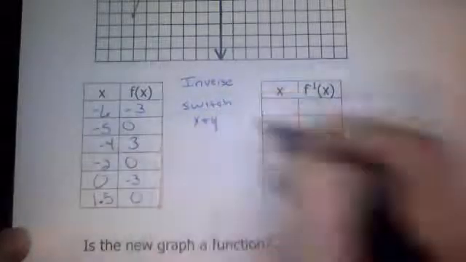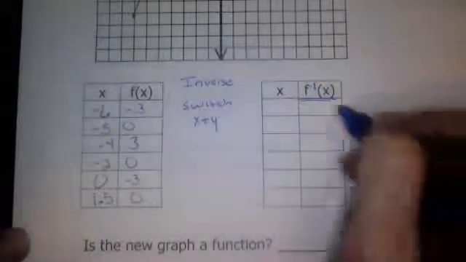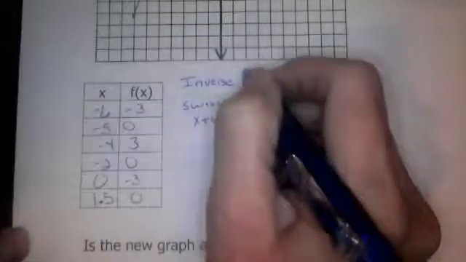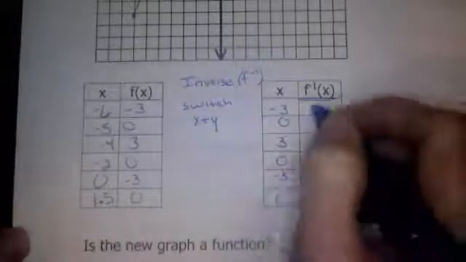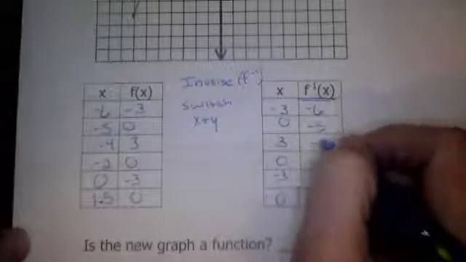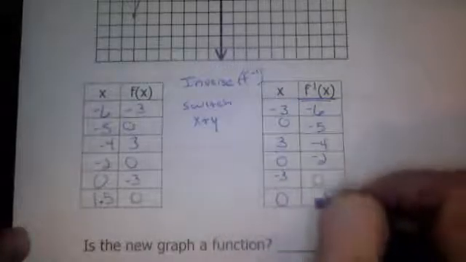And so what we're talking about today is called an inverse equation, and for an inverse equation, we are going to switch or reverse x and y. And this is the notation. f⁻¹(x) is the notation for the inverse. So these are going to be (-3, -6), (0, -5), (3, -4), (0, -2), (-3, 0), and (0, 1.5).